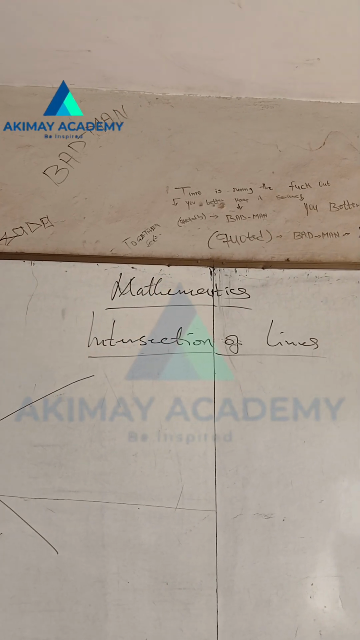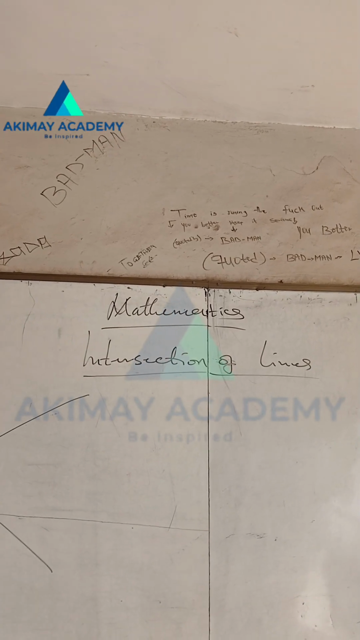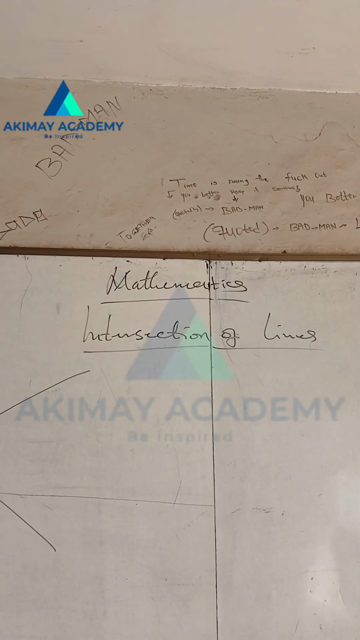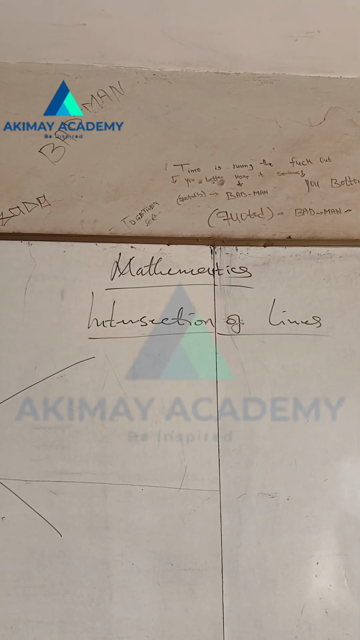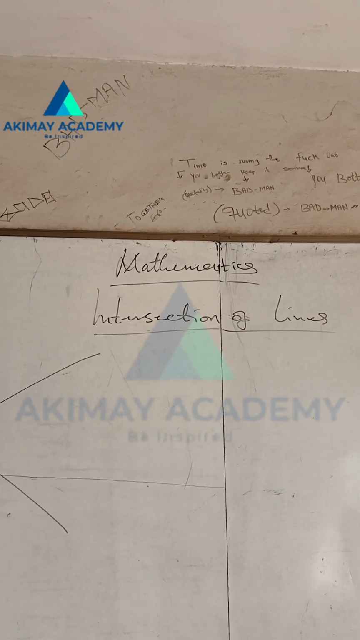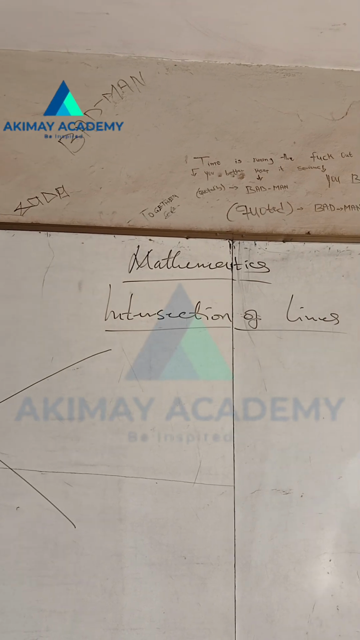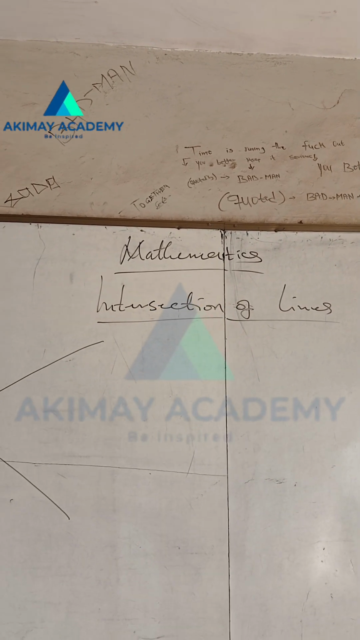Today we are looking at the intersection of lines. Last time we looked at the equation of a straight line, how to find the equation of a straight line from our previous knowledge of finding the gradient. We move on to the equation of a straight line. Now from the equation of a straight line, today we are going to look at the intersection of lines, when two lines intersect.